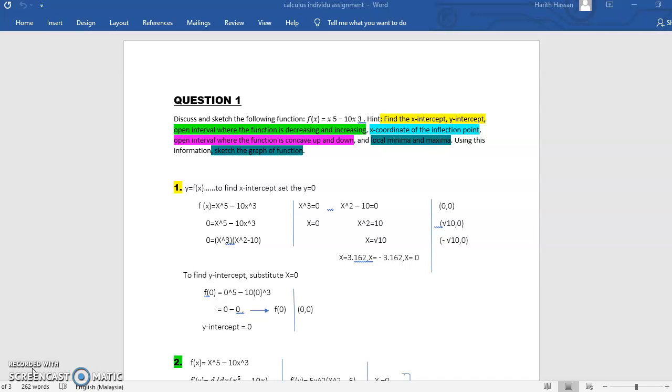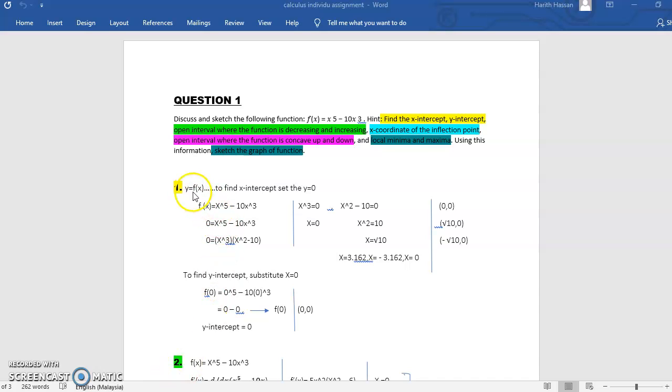So, to solve this problem, first of all, we need to highlight what we want to find, and of course, we need to understand the equation first. In this question, we need to sketch the graph of the function f(x) equals x to the power 5 minus 10x to the power 3. Refer to the hint given in the question. First, we must find the x-intercept and also the y-intercept.